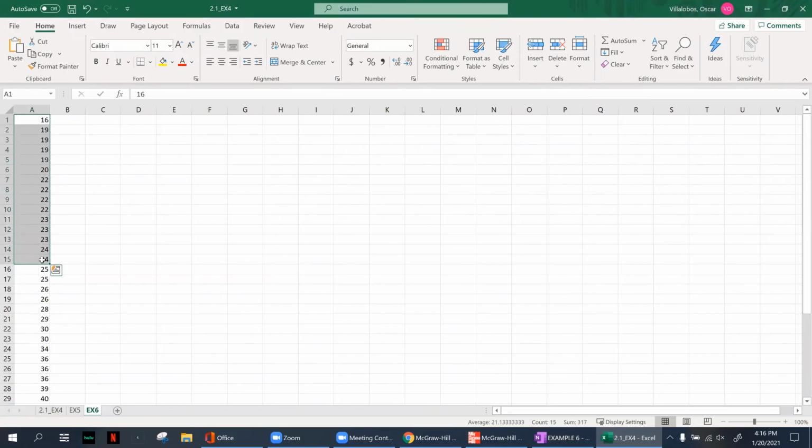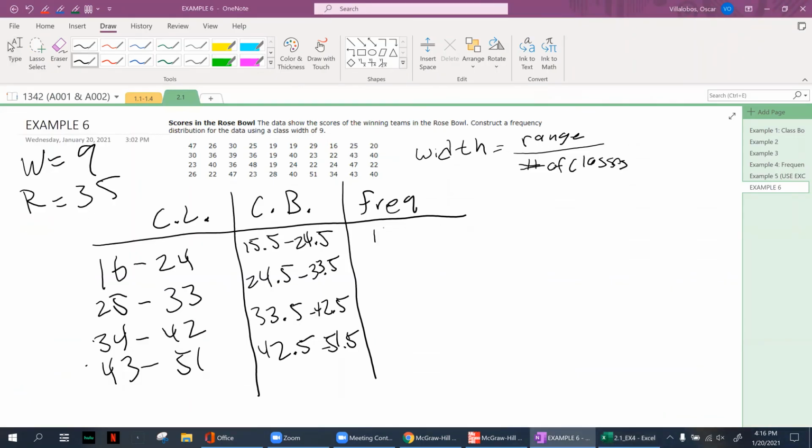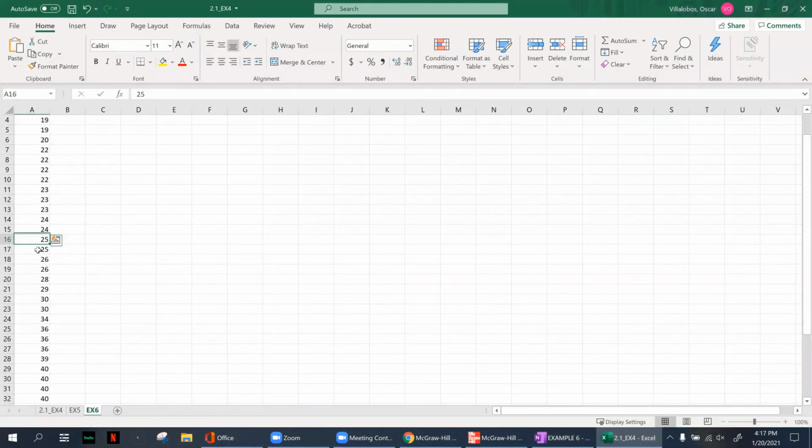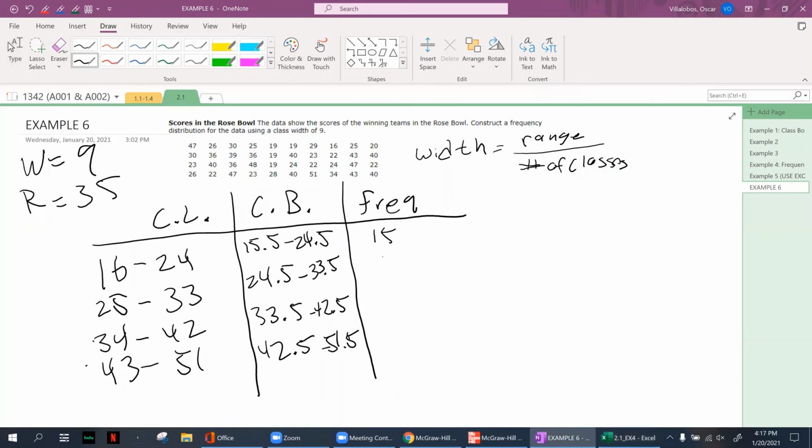Anything 24, that's going to give me 15, right? Yes, 15, all right. You count the rest, right? We go from 25 up to 33. There's no 33, so I stop there. That is half. That's going to be 8, right? It's going to be a total of 8.